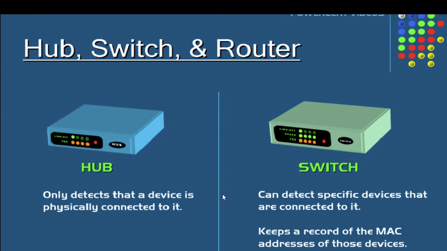If we see the basic difference again, the hub only detects a device that is physically connected to it. But a switch can detect specific devices that are connected to it. Also, it keeps a record of MAC addresses because every device has a MAC address and a MAC address is never the same. If I am using one computer and my colleague is using another computer, we both have different MAC addresses, because when the manufacturer makes a device, it gives one MAC address to one device and another MAC address to another device. It never repeats.